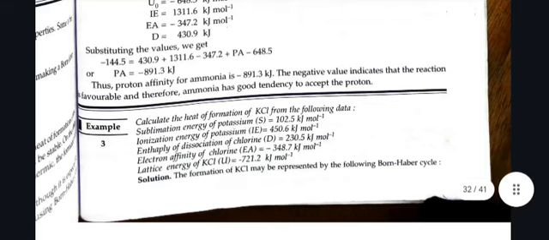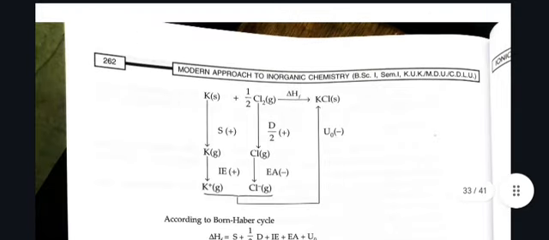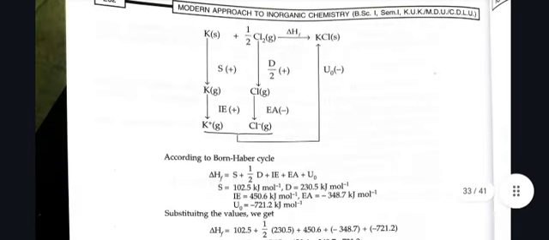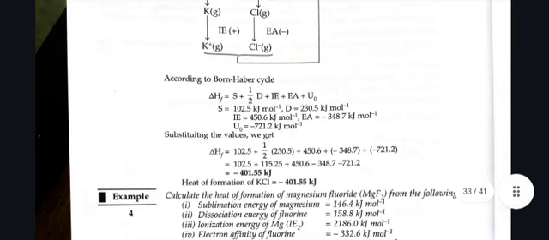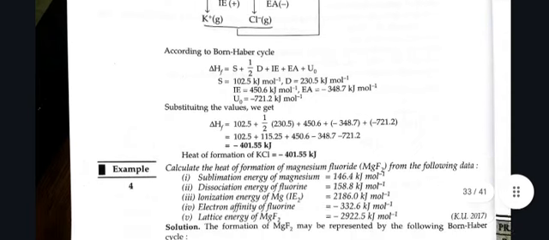Solution. The formation of KCl may be represented by the following Born-Haber cycle. According to the Born-Haber cycle, delta HF equals S plus half D plus IE plus EA plus U0. Substituting all the values mentioned in the question, we get the heat of formation of KCl as minus 401.55 kilojoule.